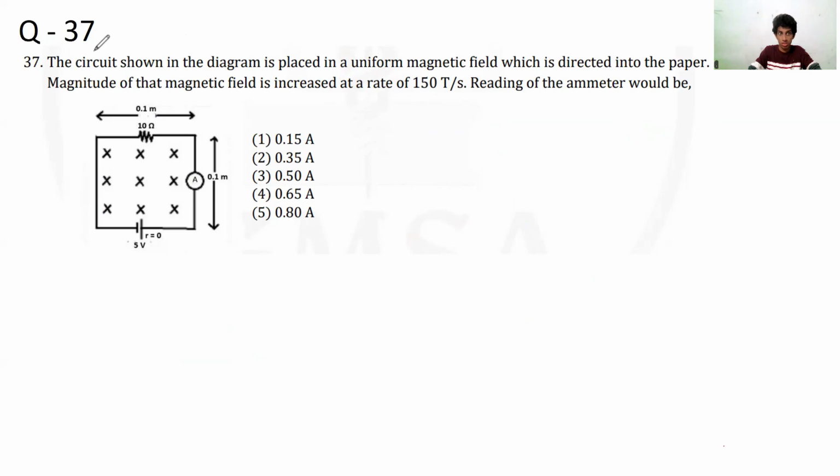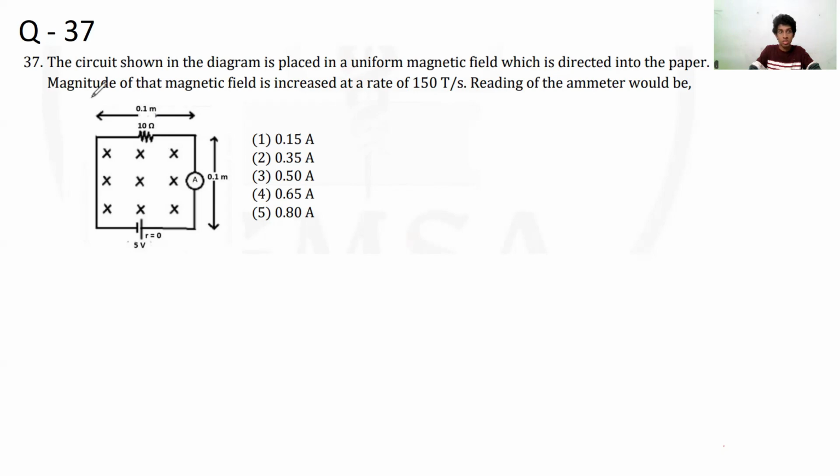Question number 37. The circuit shown in the diagram is placed in a uniform magnetic field which is directed into the paper. The magnitude of that magnetic field is increased at a rate of 150 Tesla per second. The reading of the ammeter would be? So this is the circuit and the magnetic field is directed into the paper, and in this case that means the magnetic field is directed into the screen.